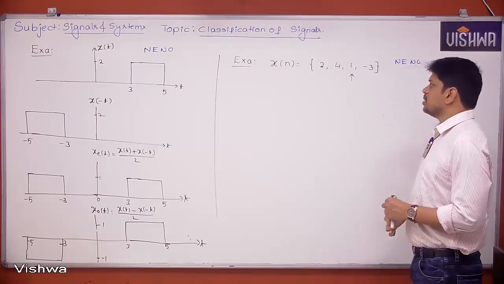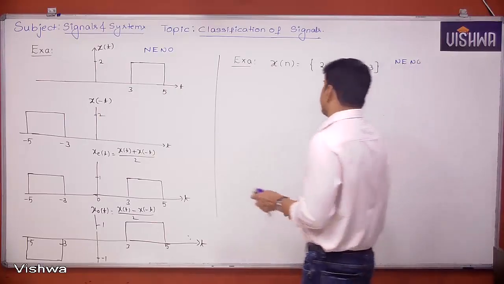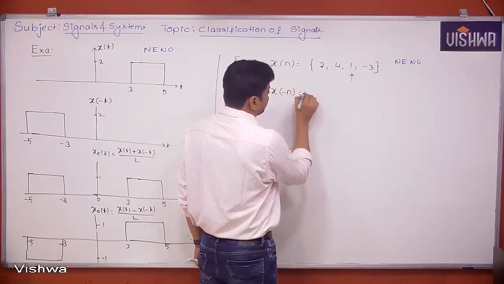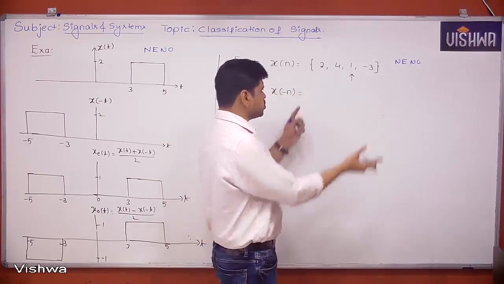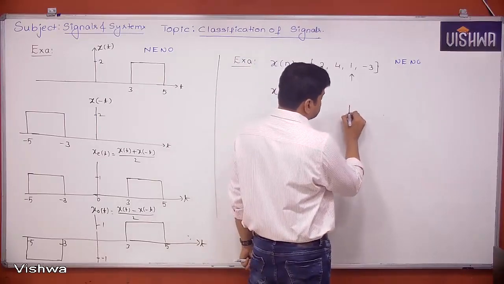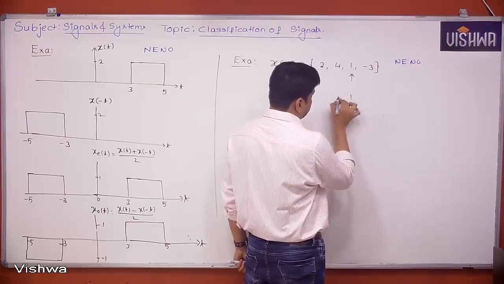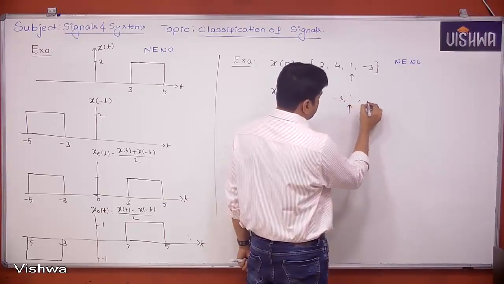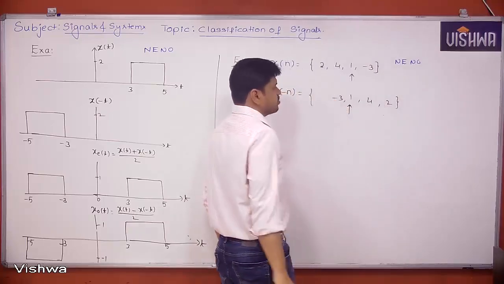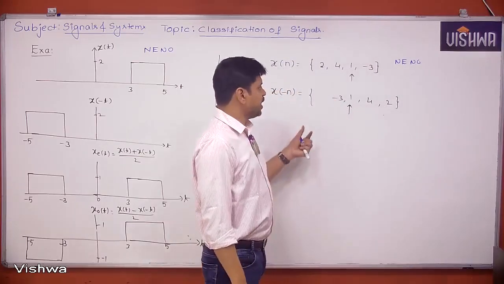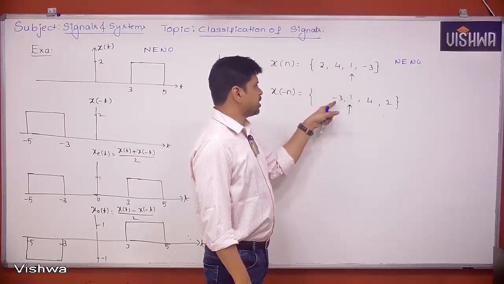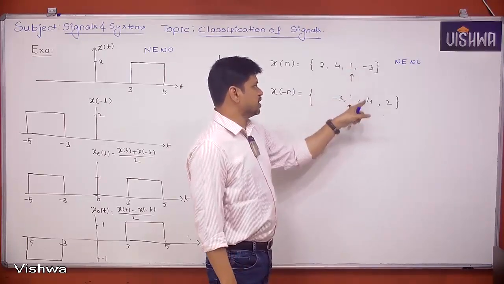To calculate the even part and odd part, first we have to calculate x of minus n. Remember, whenever you calculate x of minus n, we just write in the reverse order, but please match the 0 positions. So the reverse order means minus 3, 1, 4, 2. This position matching is very important, because while we are adding, we have to know 2 has to be added with 0, 4 has to be added with minus 3, 1 with 1, like that.